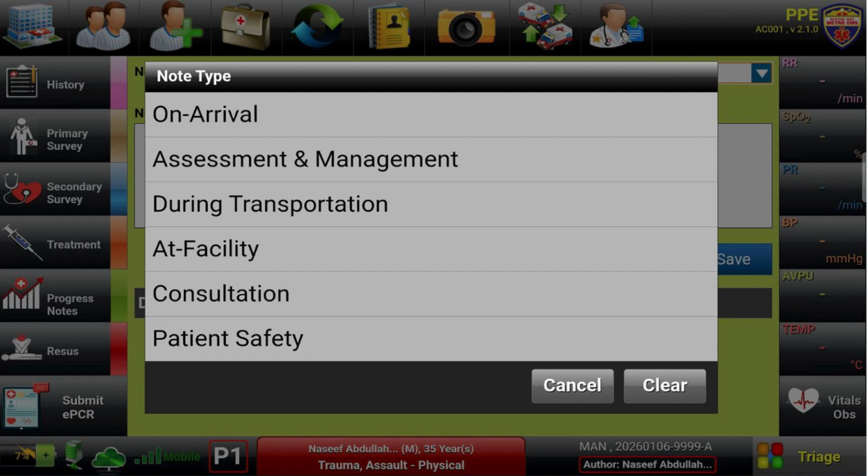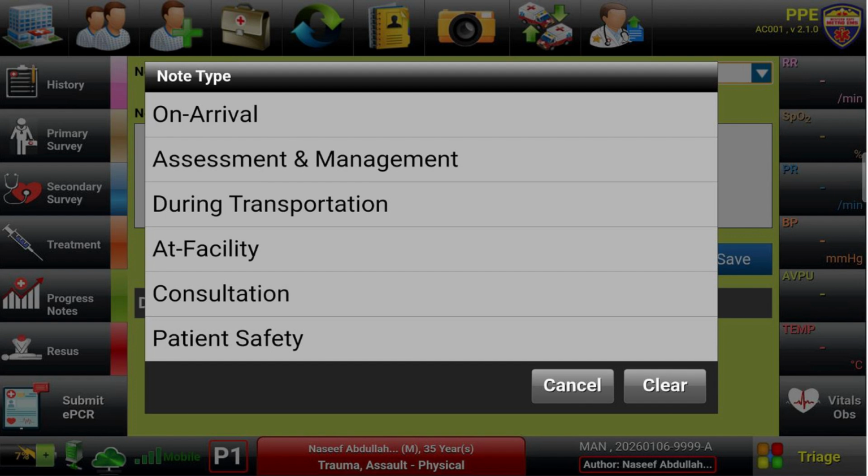Consultation, if any consultation took place, document practitioner details and instructions. Use these dedicated headings where applicable. Patient safety may include documenting any patient safety related incidents or patient safety concerns, near misses, or adverse events that occur during or prior to your management.